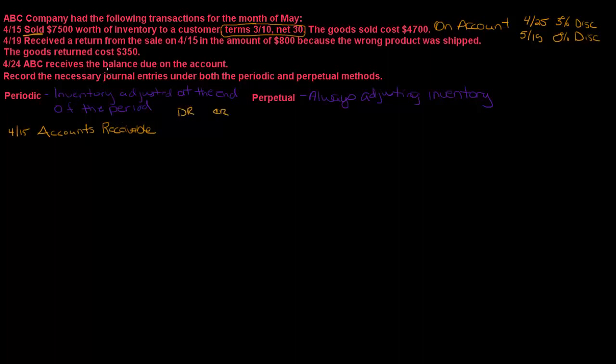And what's my other account? Well, I sold something, right? So I sold inventory. So that means I've got sales. Which one's my debit? I've got accounts receivable, which is an asset. I've got sales, which is a revenue account. My accounts receivable is increasing. The customer owes me $7,500 more than they did before they bought the inventory. So I'm going to debit accounts receivable. And then my sales are also increasing. Sales is a revenue account. So credit $7,500.